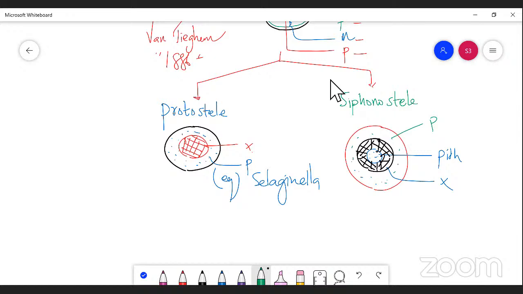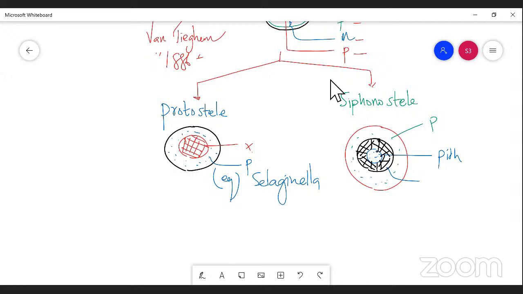So the major difference between protostele and siphonostele is the presence of a pith region at the center, whereas in protostele, pith is absent. The stele consists only of xylem and phloem. Students, did you understand protostele and siphonostele? Siphonostele can be observed in Osmunda. Osmunda is one of the plants in which you can see siphonostele.